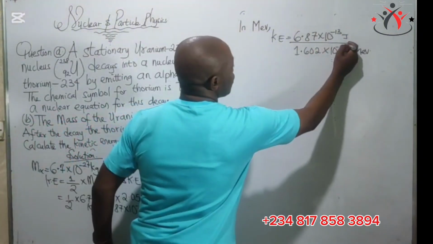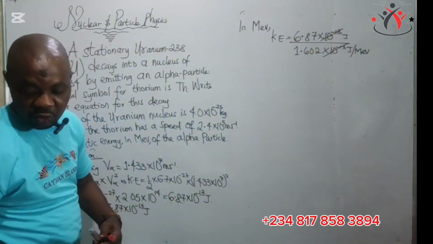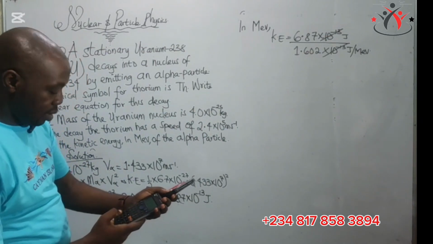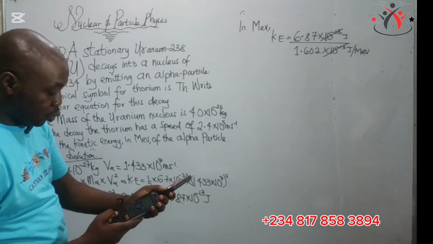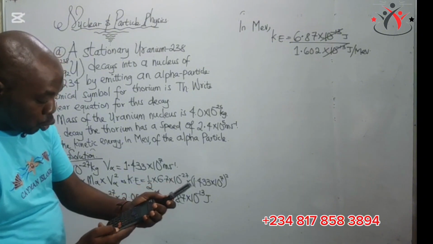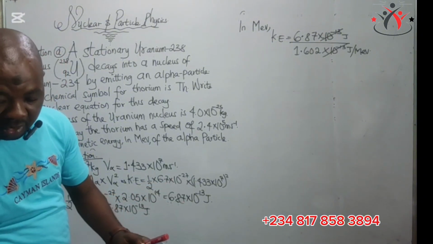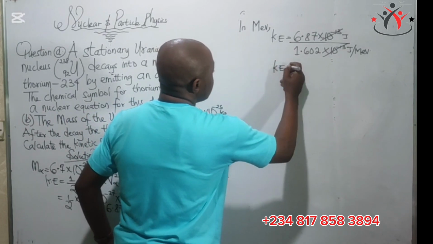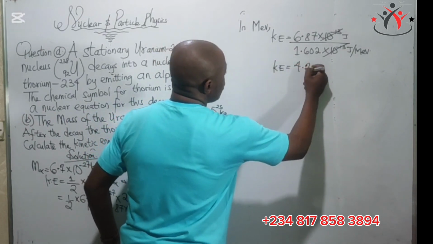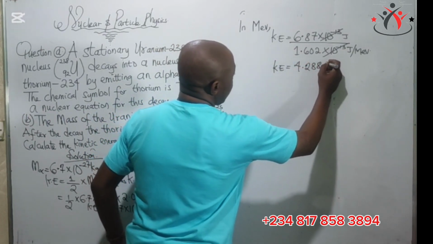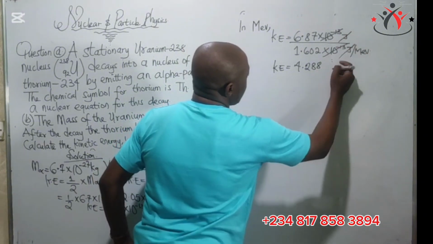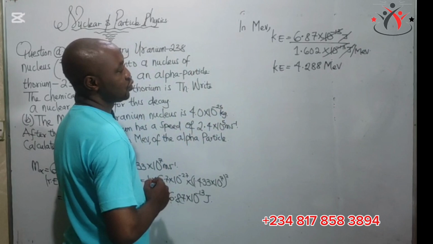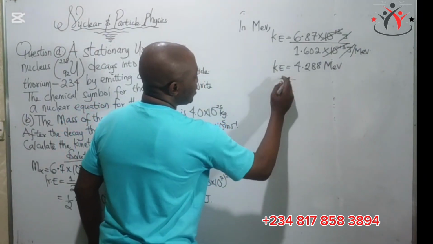All right, so this is going to cancel out. So we'll be left with 6.87 divided by 1.602, and that would be 4.288. So the kinetic energy will be 4.288. All right, now the joules cancel out, so we now have the unit in mega electron volts. Now we can approximate this.